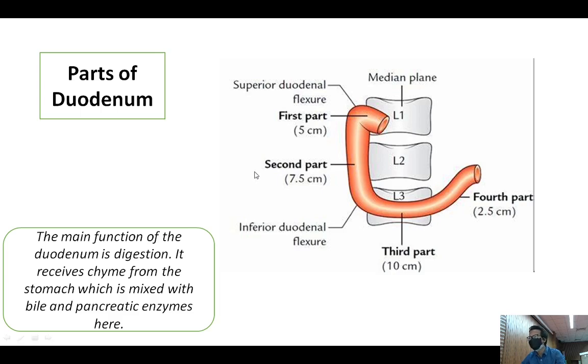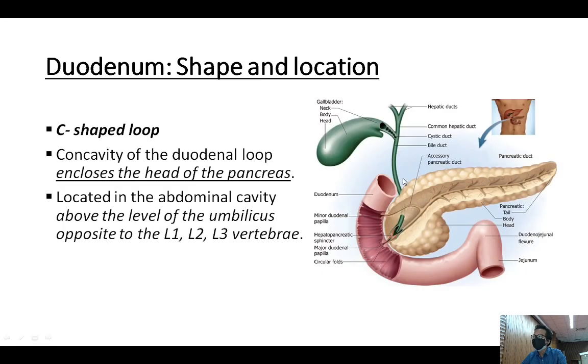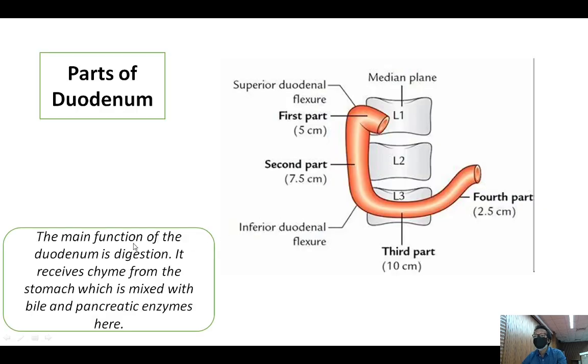Now the main function, as we just saw in the previous photos, is that so many ducts are opening here, right? The pancreatic duct, the bile duct, they all open here. So the pancreatic duct and the bile duct give the bile and the pancreatic juice, the pancreatic enzymes. Those help in digestion. So the main function of the duodenum is to digest whatever comes in.